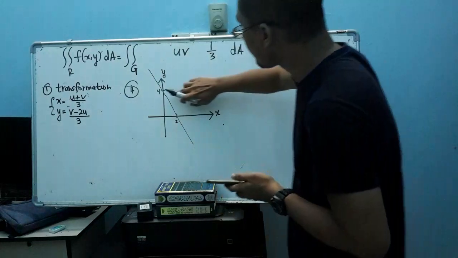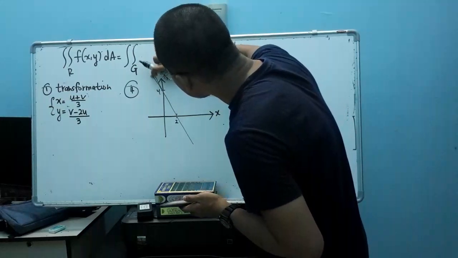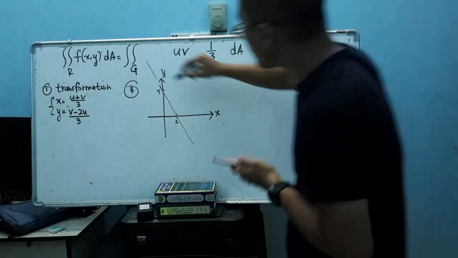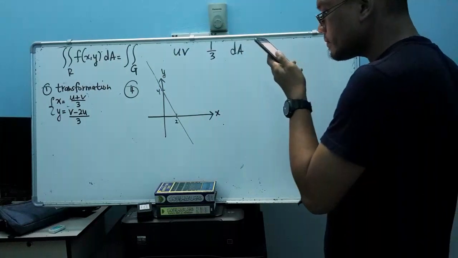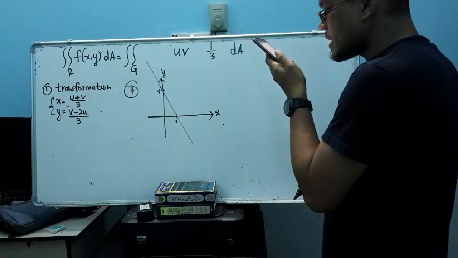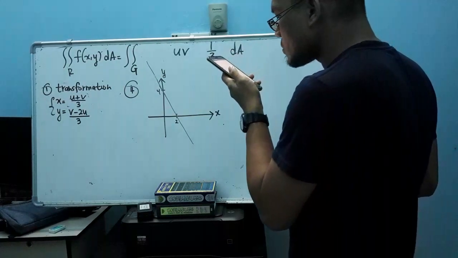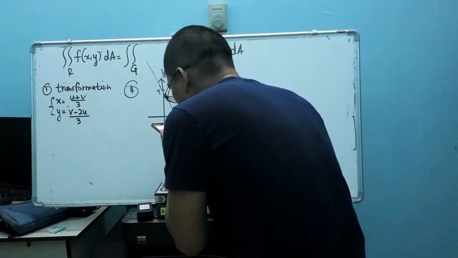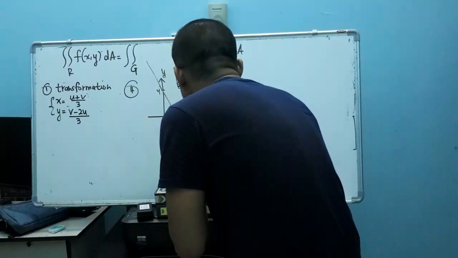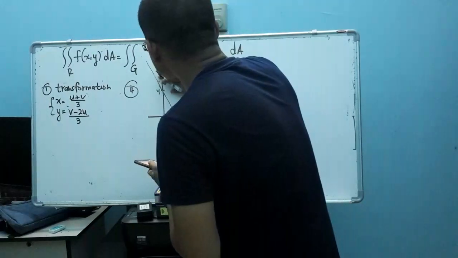So this one. And then the second line will be Y is equal to minus 2x plus 7. This one will be Y is equal to minus 2x plus 4. And then the second one.